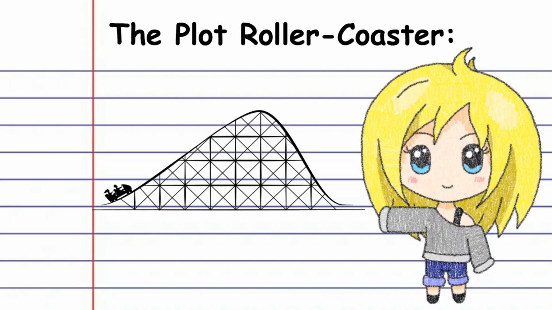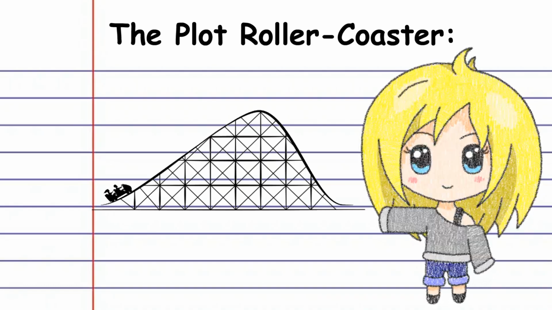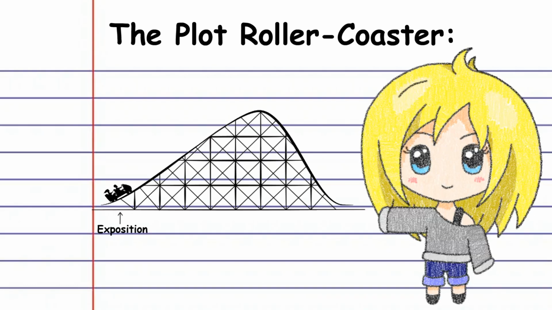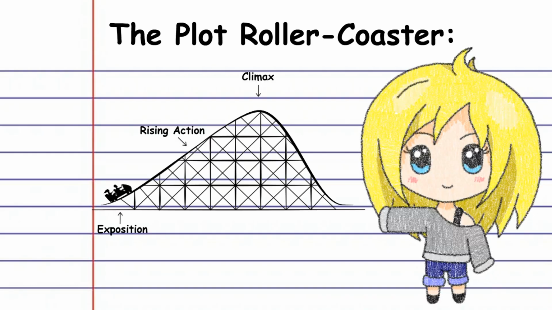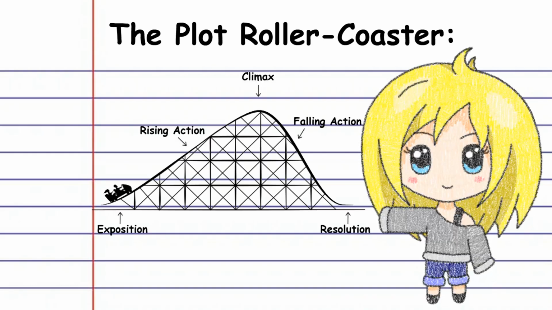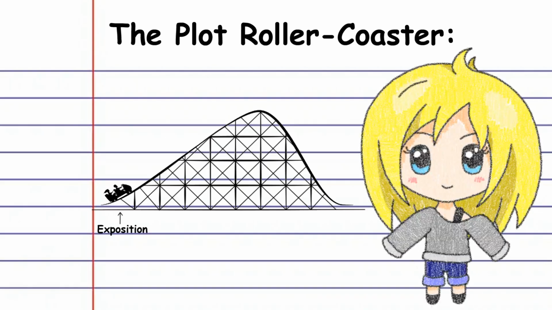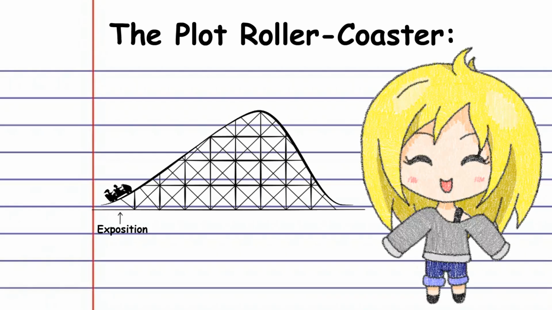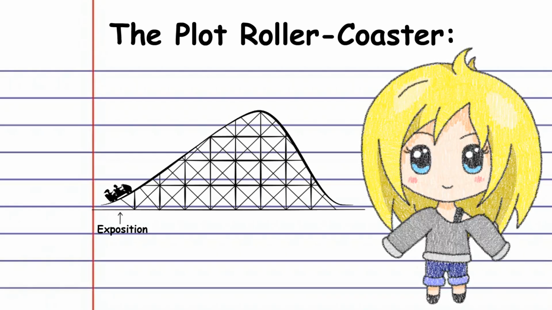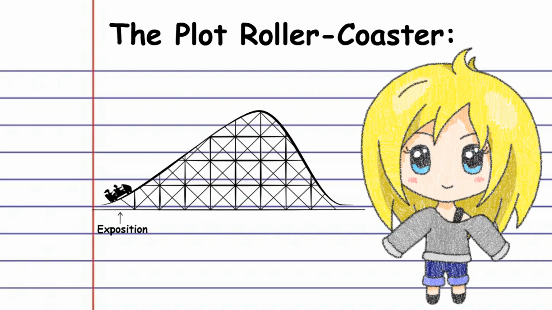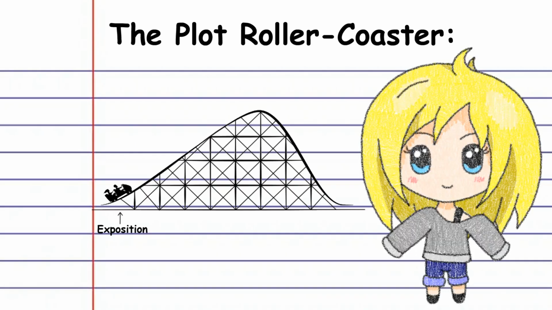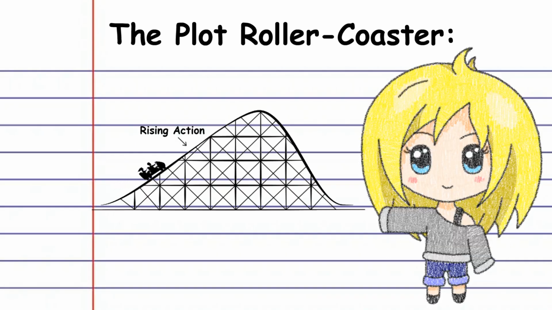The path of the plot roller coaster is made up of 5 main points: exposition, rising action, climax, falling action, and resolution. So we start with the exposition. Things are nice and calm. Everything is normal. We are just getting to know our main characters and getting a rough idea of what their normal lives are like.